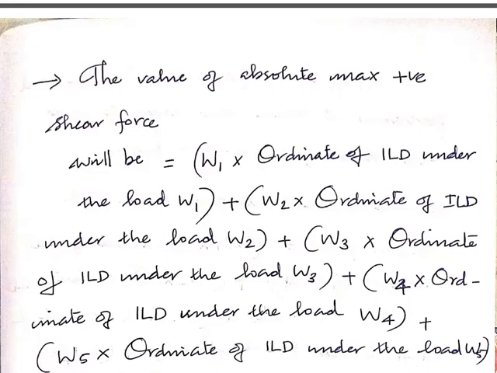So after fixing the load position, how to calculate the value of absolute maximum positive shear force? The value of absolute maximum positive shear force will be W1 into the ordinate of ILD under the load W1 plus W2 into the ordinate of ILD under the load W2 plus so on. That means it will be the sum of the load intensity multiplied by the ordinate of ILD under the corresponding load.